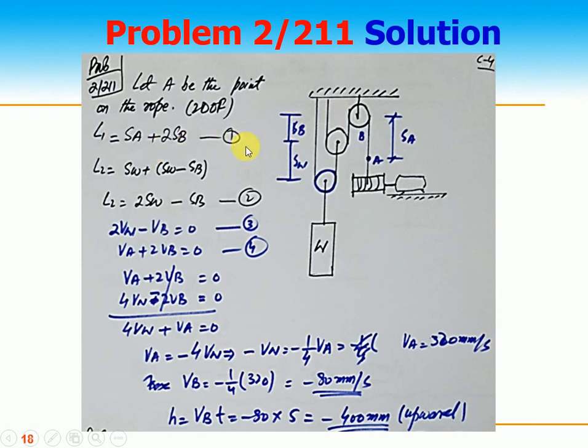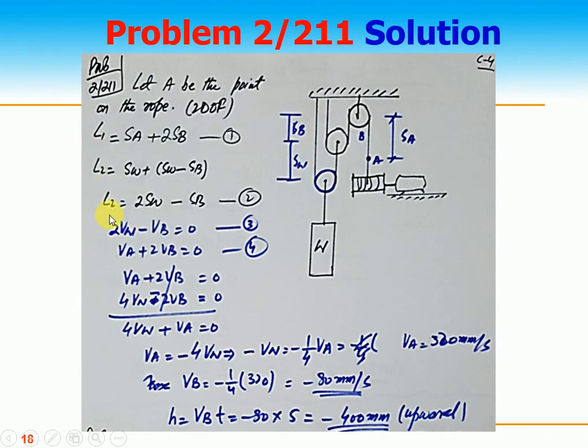2SB, equation number 1. Similarly, this is my L2. If you see, it is from here to here, right? So it is SW, SW plus SW minus SB. So this is total SW minus SW minus SB. I can find out this equation, right? So SW plus SW minus SB.